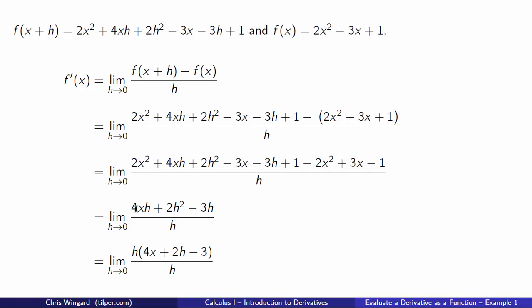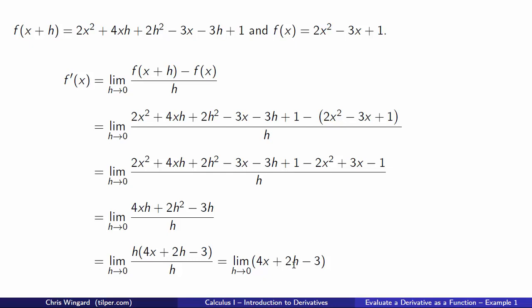So now from the numerator, we want to factor out an h. Each term has an h in it, so we want to pull that h out. And we end up with h times the quantity 4x plus 2h minus 3. All that's divided by h, and we're still taking the limit as h goes to 0. Now, what's great about this is the h on the top cancels with the h on the bottom, and we just end up with the limit as h goes to 0 of 4x plus 2h minus 3.